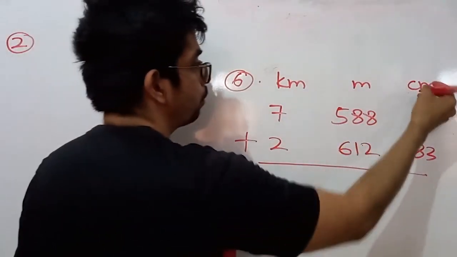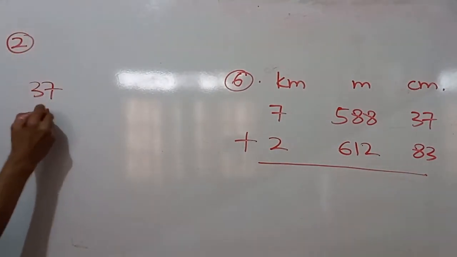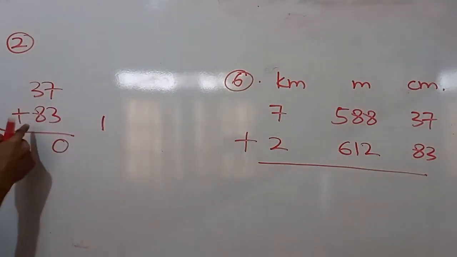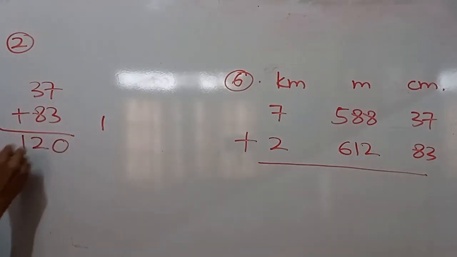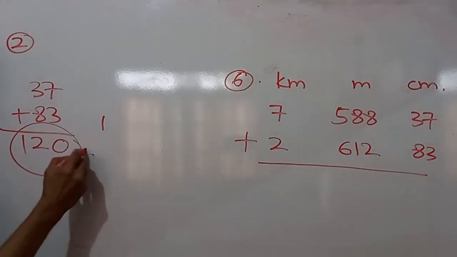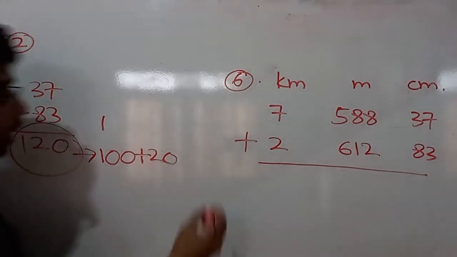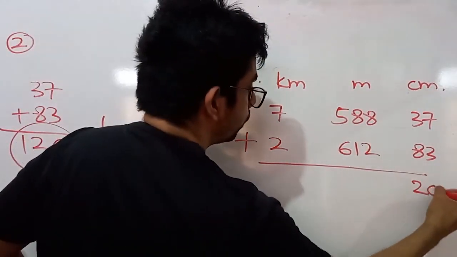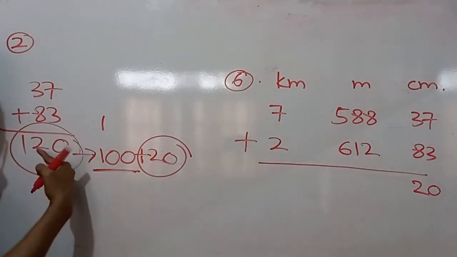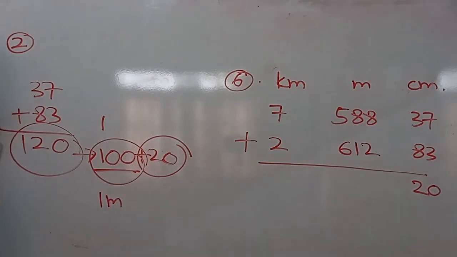So here we will start from the centimeter portion. So we have what? 37 plus 83. 7 plus 3, that's a 10, so there's a 1. 3 plus 8, that is 11. Add the 1, it becomes 12. Right? So these are what? These are centimeters. So we can break this into 100 plus 20. Okay? So we have to convert this one centimeter into meter. Right? So this is 100 centimeters. That means what? 1 meter.